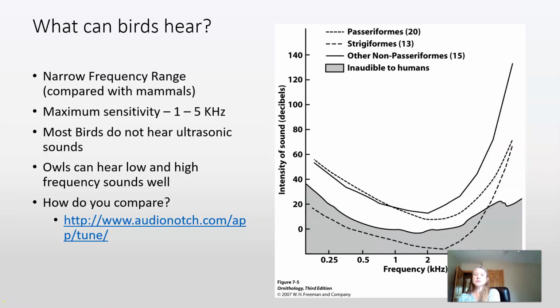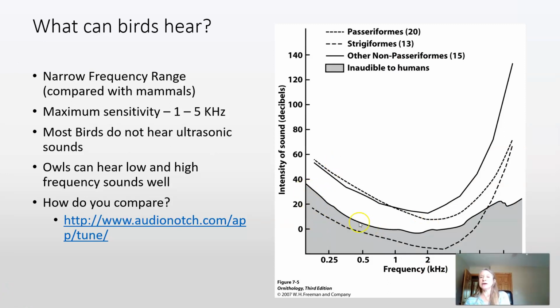I think what's really cool to think about is comparing our hearing to what birds can hear. So this gray area, okay, this is frequency in kilohertz here, and the intensity, or how loud the sound has to be, is on the y-axis. Basically if there's a sound in this gray area, we can't hear it. It has to be louder than this at all these frequencies. Birds tend to have a narrow frequency range compared to mammals. They have maximum sensitivity between 1 and 5 kilohertz. So most birds in general have their best hearing sensitivity between 1 and 5 kilohertz.